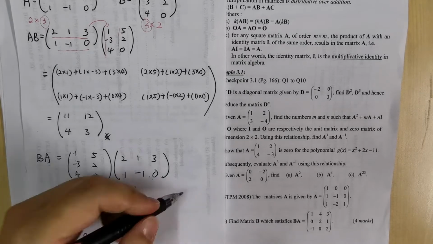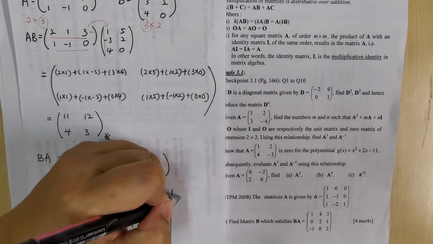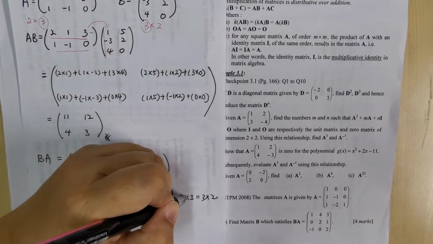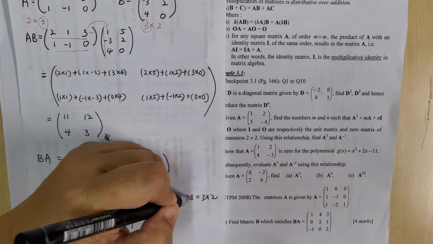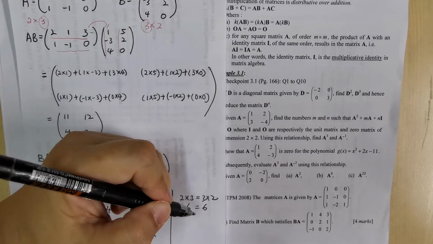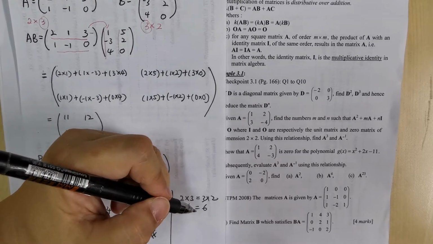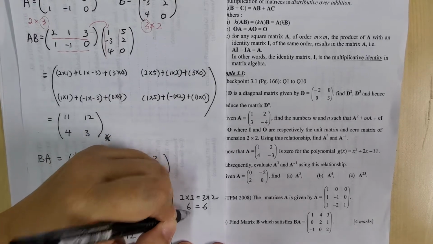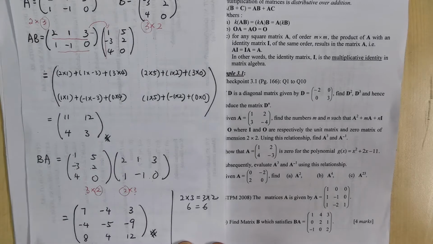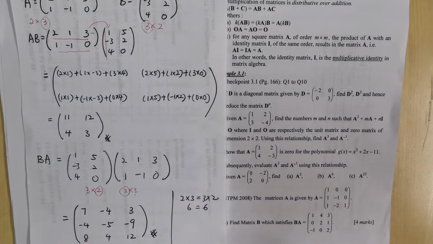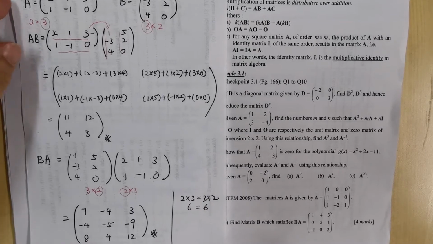But for numbers, yes. For numbers, 2 times 3 is the same as 3 times 2, right? Numbers, I'm talking about numbers. 2 times 3 is the same as 3 times 2, 6 and 6. So for algebra, for normal numbers, multiplication is commutative. But for matrices, multiplication is not commutative. This one you must remember, okay?